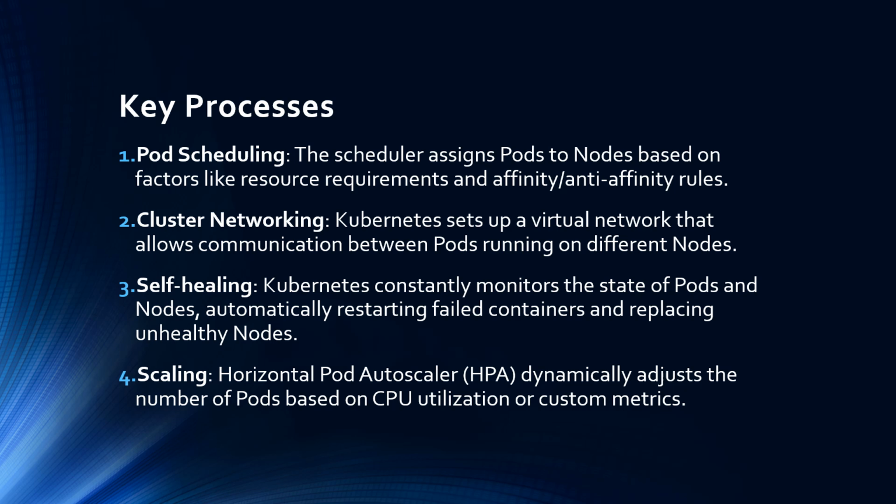The horizontal pod autoscaler, HPA, automatically adjusts the number of pods based on observed metrics such as CPU utilization, memory usage, custom metrics, external metrics. Understanding these processes helps you design more resilient applications, troubleshoot issues effectively, optimize resource usage, implement proper monitoring and alerting. These processes work together to create a self-managing platform that can run applications reliably at scale.